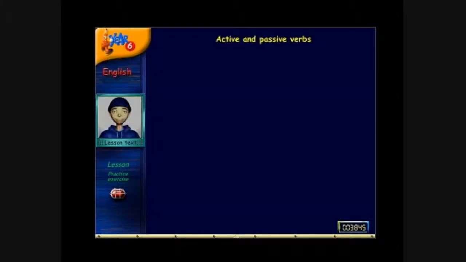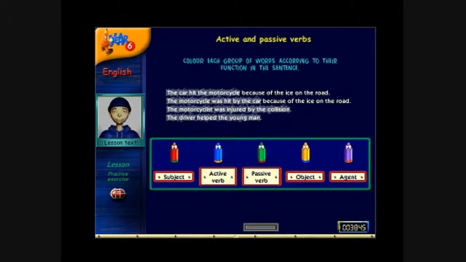Okay, now let's practice what we've learned. The dog's a secret agent. Colour each group of words according to their function in the sentence. Biting people. Infecting them with a disease. The car hit the motorcycle.